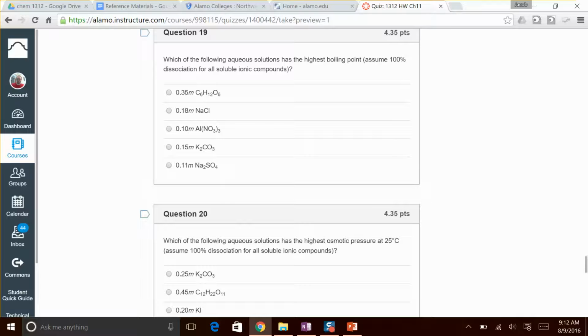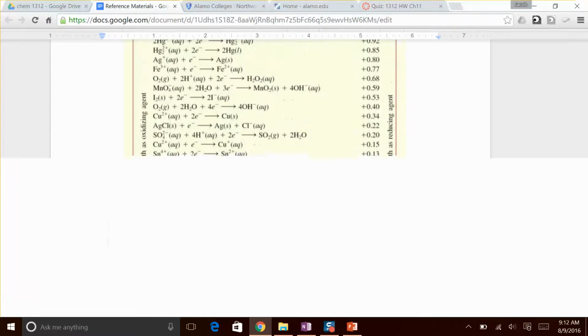And then after you do that, then you plug it into the equations. So let's see. Do I have the equations open right here? What is going on with this page?